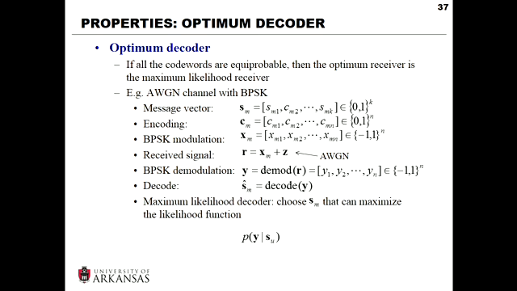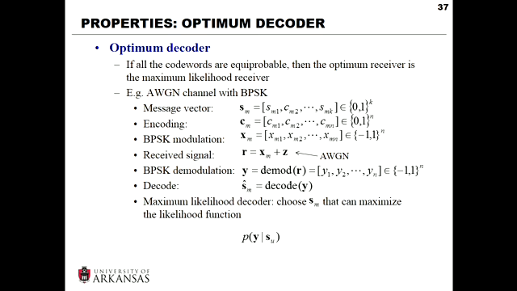So if all the code words are equally probable, in that case, we can do a maximum likelihood receiver. Based on what we learned in chapter 3, if the information symbols are equally probable, the maximum likelihood receiver will minimize the error probability, okay? So the optimal receiver in this case is the maximum likelihood receiver.